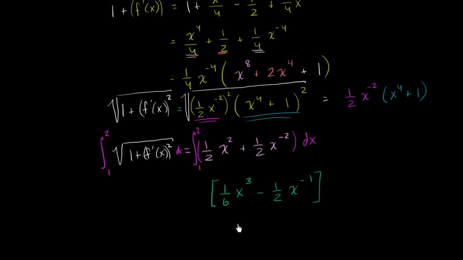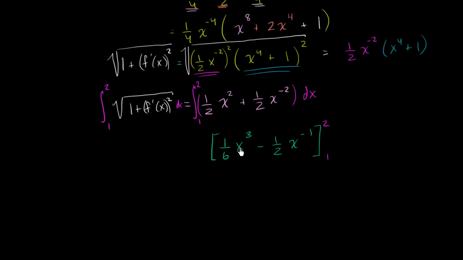And we're in the home stretch. We're going to evaluate it at 2 and at 1. And so when you evaluate it at 2, you get 2 to the 3rd.